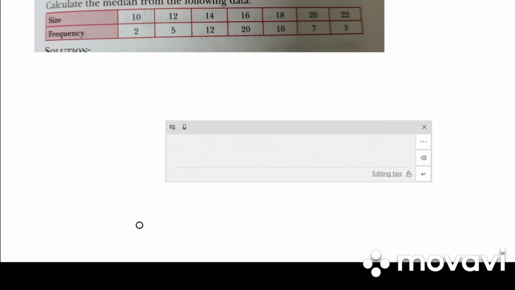Take down the next illustration, that is illustration 4. Calculate median from the following. They have given us size and they have given us frequency. So this is a discrete series. What do we need to do? We need to find out cumulative frequency.